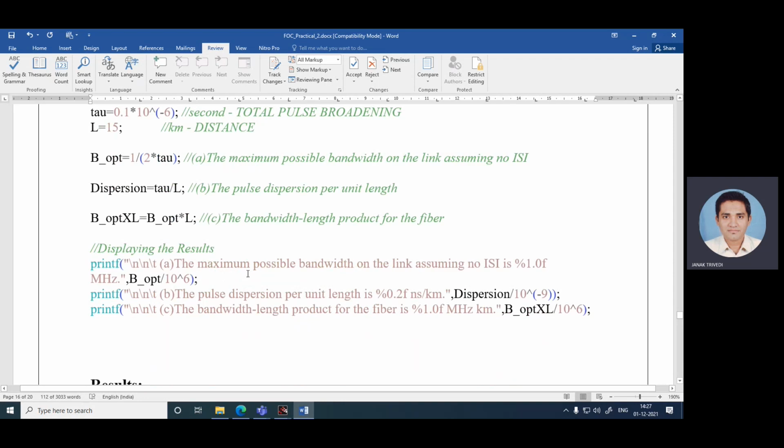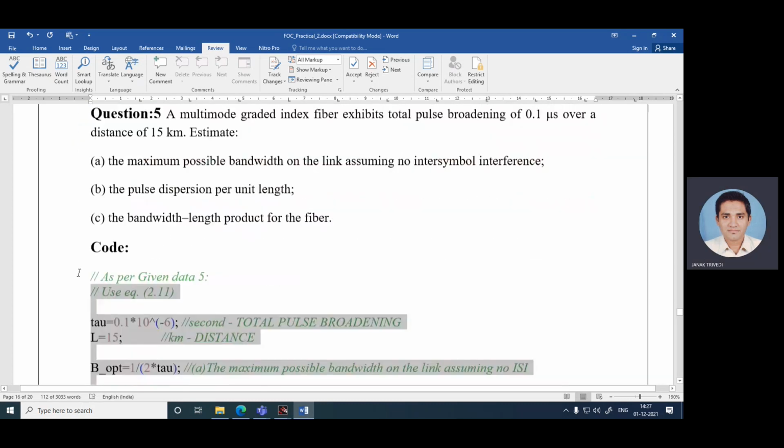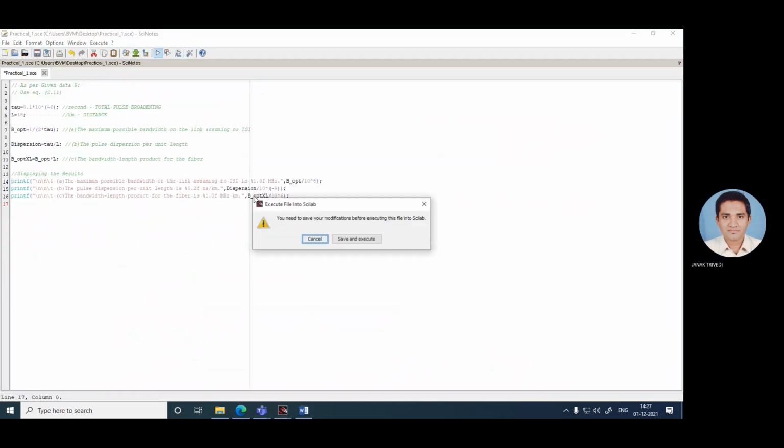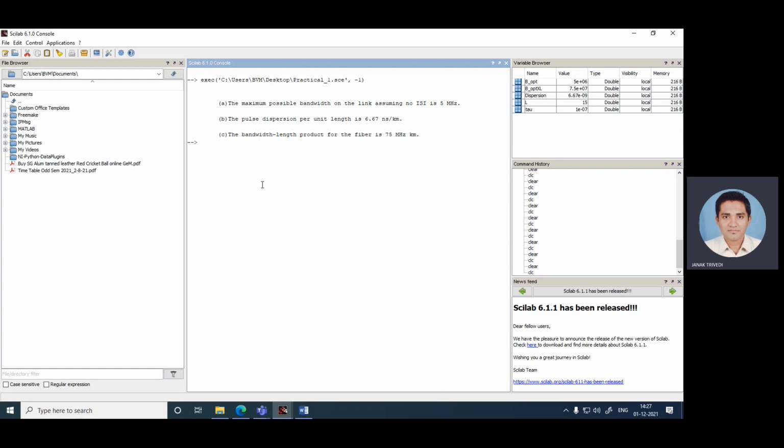Printf the maximum possible bandwidth on the link assuming no intersymbol interference. Printf the pulse dispersion per unit length. Printf the bandwidth length product for the fiber. So let's run this program in Scilab to check the result. The maximum possible bandwidth on the link assuming no intersymbol interference is 5 MHz. The pulse dispersion per unit length is 6.67 nanosecond per kilometer. The bandwidth length product for the fiber is 75 megahertz kilometer.